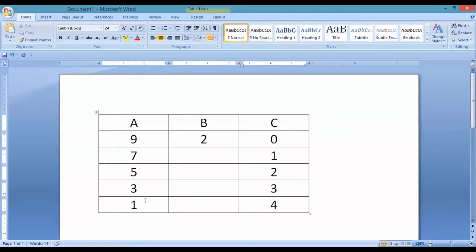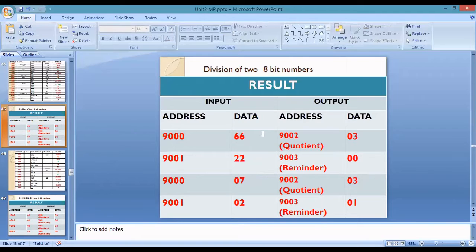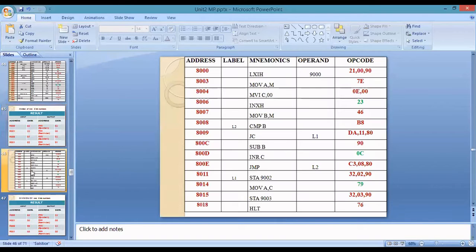So this is called the quotient and this is called the remainder. Next we are going to see the program and how you are going to execute it. Good morning students. Today I am going to explain the division of two 8-bit numbers. I am going to take two samples. First input is 66, second input is 22. So 66 divided by 22, you will get quotient 3 and remainder 00. Second input, 7 is the first input, second one is 2. 7 divided by 2, so your quotient is 3 and the remainder is 1. So you can see how to execute this division program using the 8085 microprocessor.